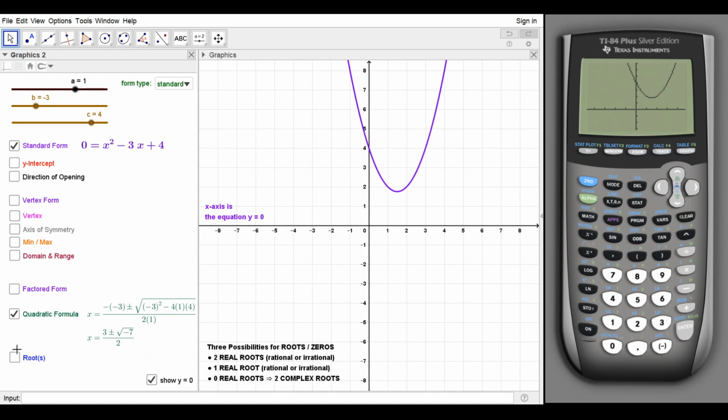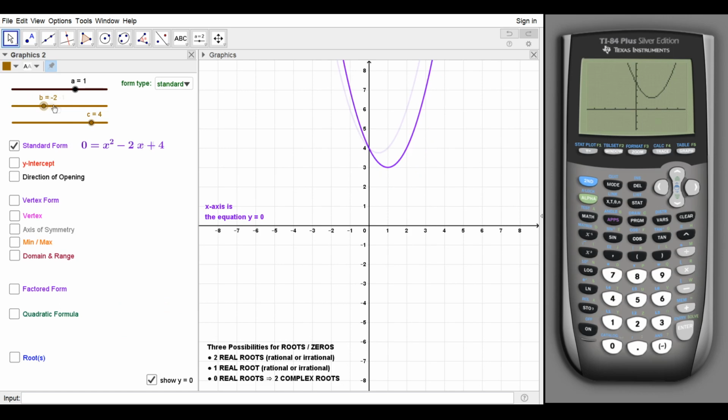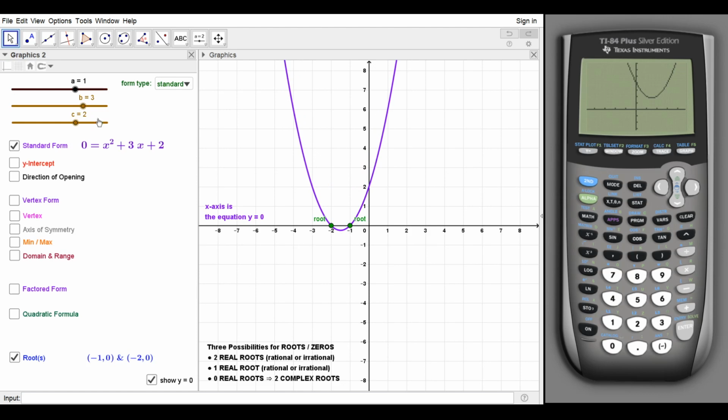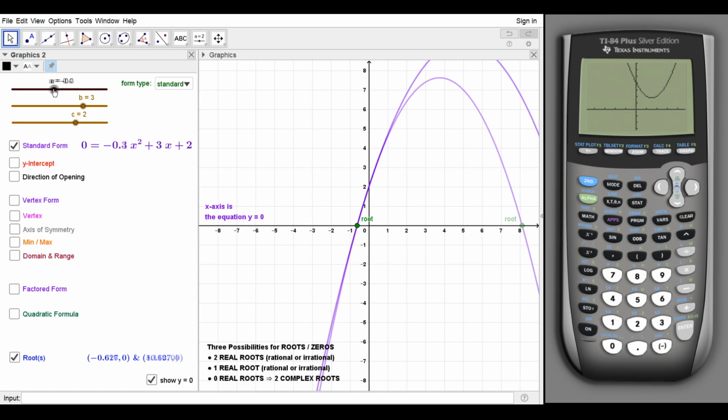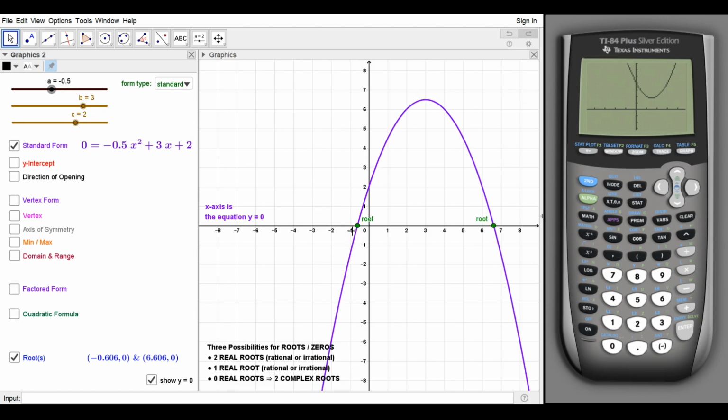So, recapping again, there are three possibilities. Let's see if I can recreate them very quickly. Let's go 3x and 2. You will have two real roots. The parabola's direction of opening can be going up. It could even be going down. The roots could be positive, they could be rational, they could be irrational, like these ones here.